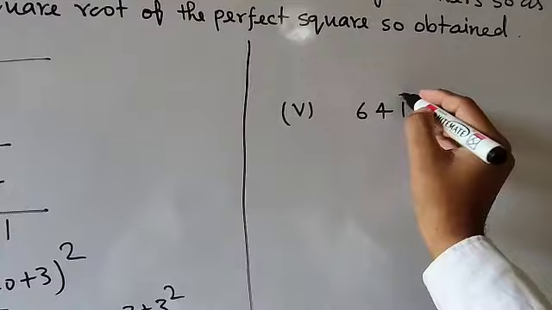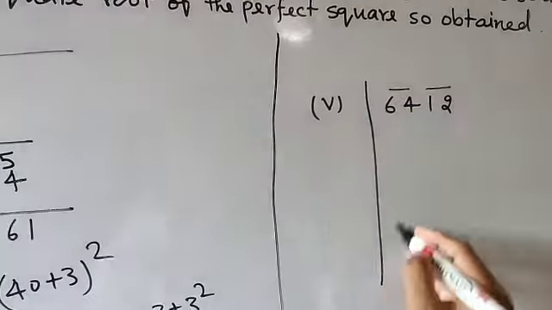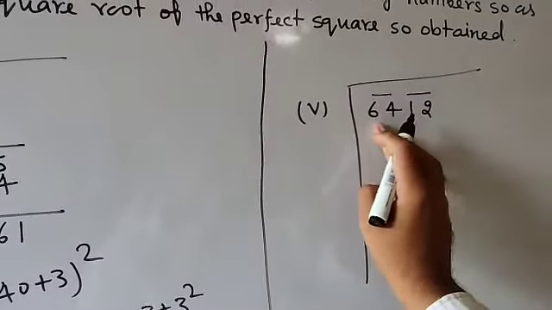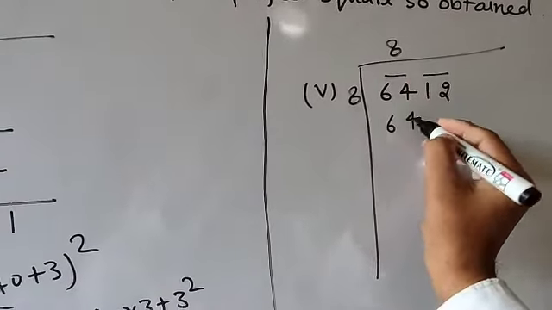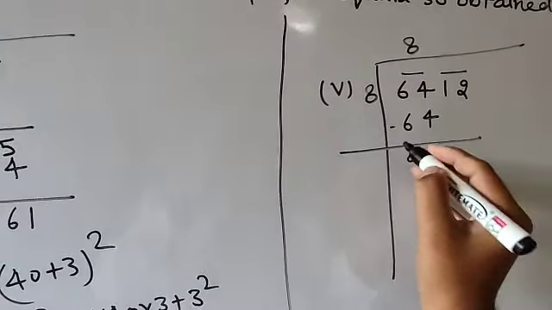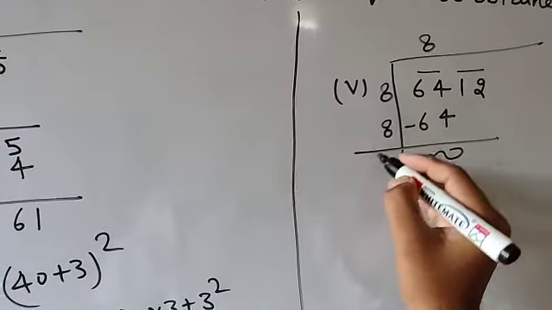Again you will follow the same way, make the pairing. Now 8 8s are 64. So here 8 8s are 64. If you subtract, that will be 0. Now you will put here 8 8s are 16.